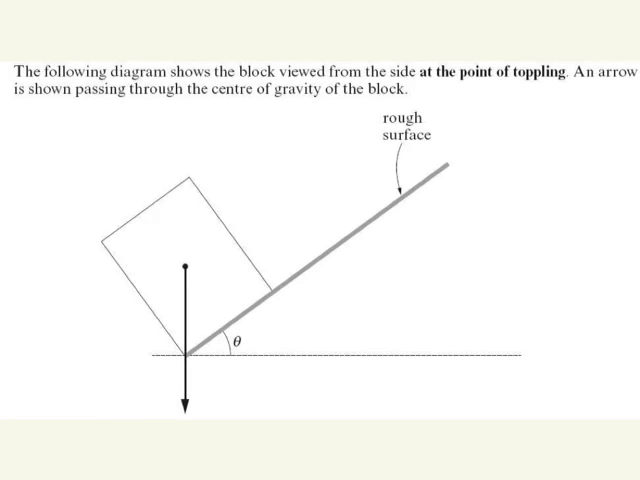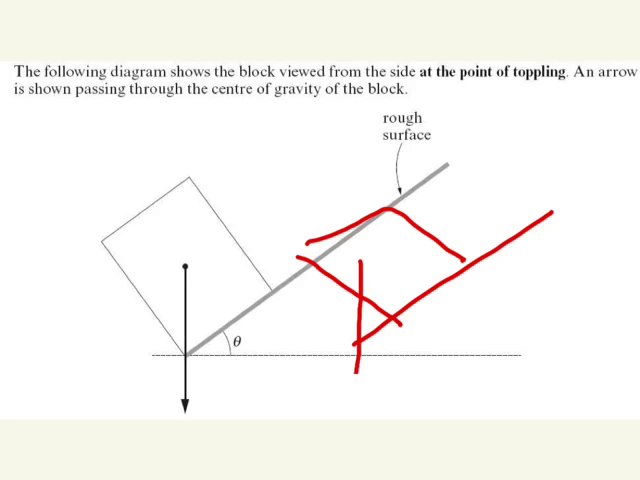The idea behind showing it at the point of toppling is that if we were to angle the slope up any higher, then we would have gravity acting so that the weight of the object was outside of the corner of the object, and the object would fall over and roll down the slope.